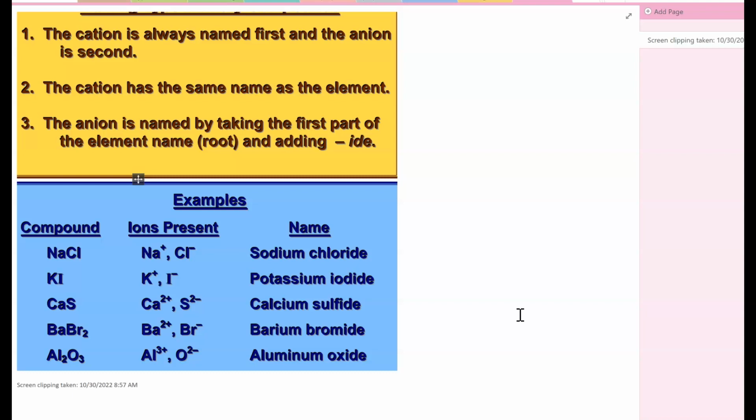The cation, that's your positive ion, is always written first and named first, and it doesn't change its name at all. The anion, that's the negative ion, is going to change the ending to IDE. So chlorine is going to become chloride, iodine is going to become iodide, and so on. So let's look at these.